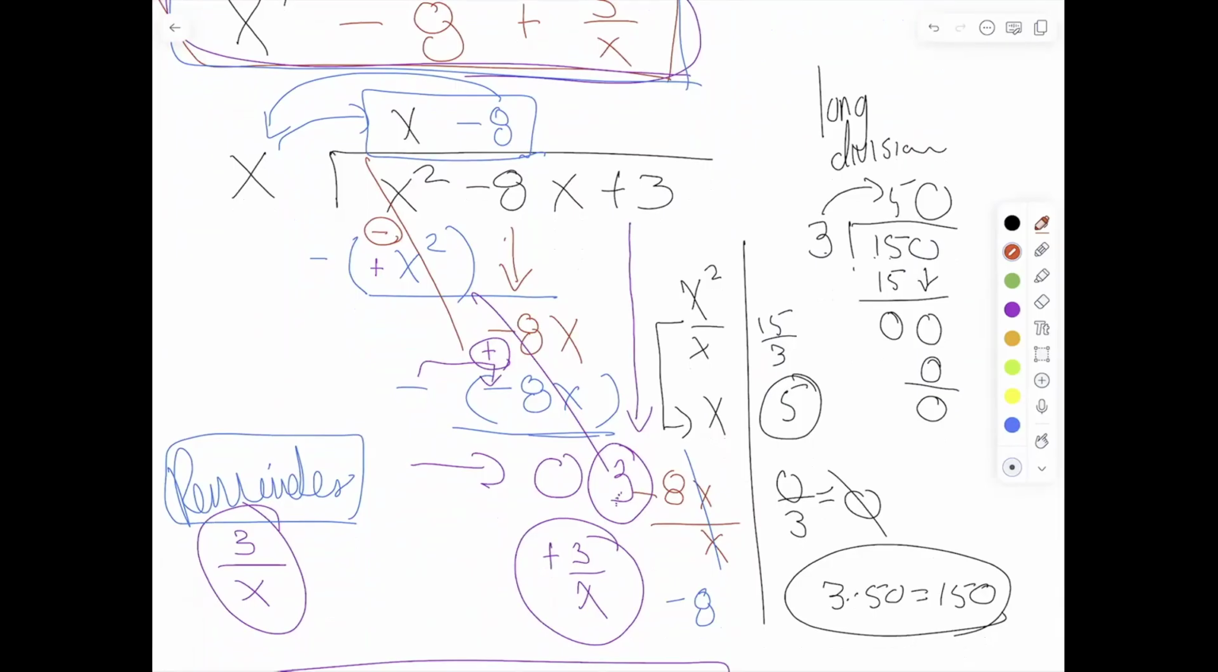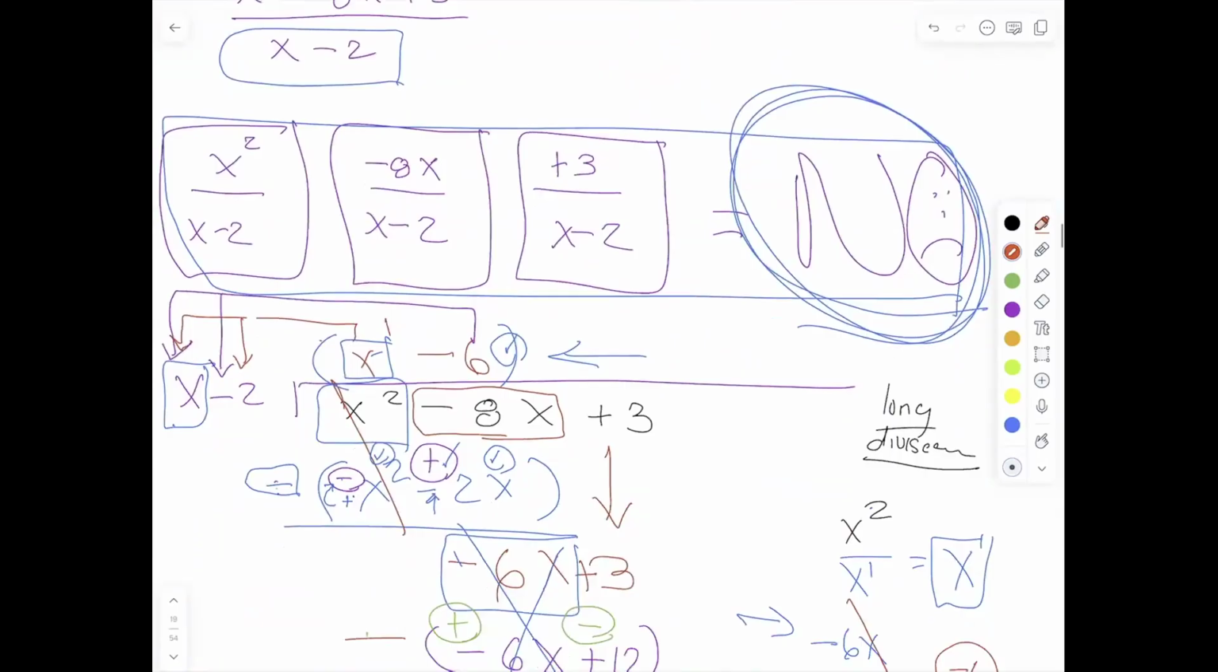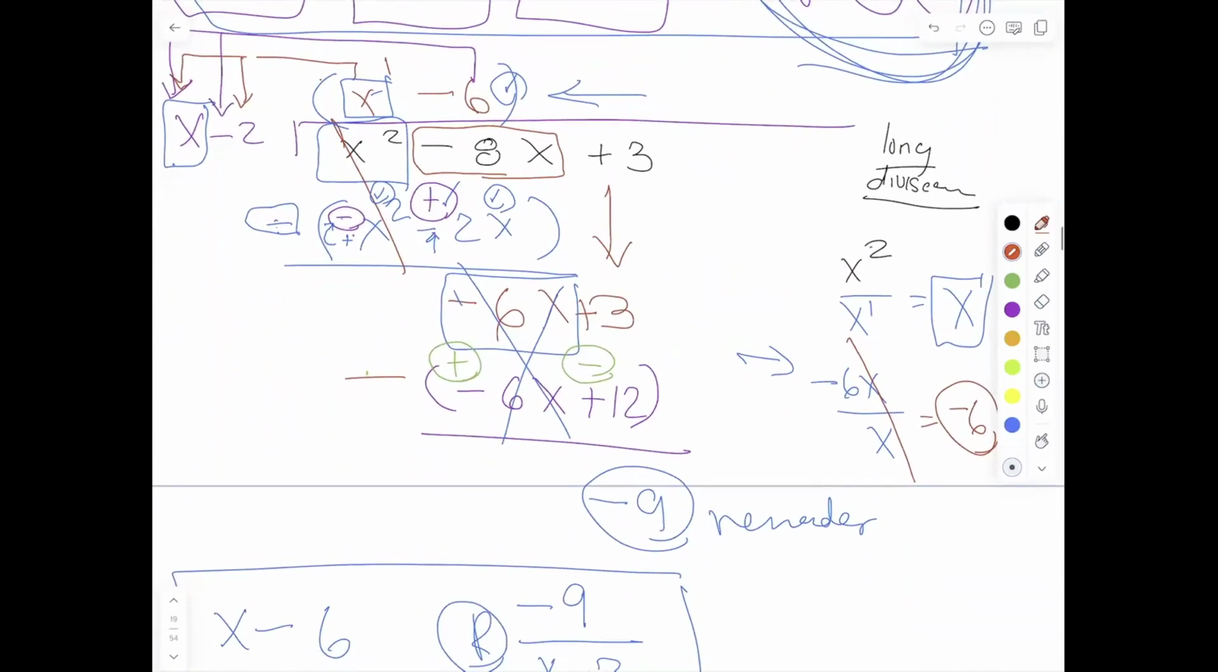You better know how to do long division. And it's not going to look like this. It's going to look like that. This one. X squared minus 8x plus 3 is the numerator, and the denominator is x minus 2. You better know how to do this problem. Very important. Long division. So, something like that.